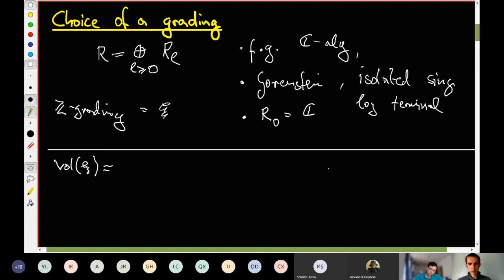And how to define the volume here? We do it in two steps. We start with defining an ideal, which I denote by m_k. And how is it defined? It's just the direct sum of all the graded components R_l, where l is strictly larger than this fixed number k here. Okay, now we are interested in the quotient by this ideal.